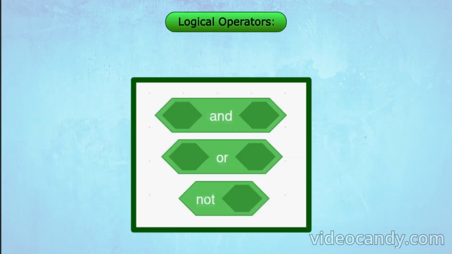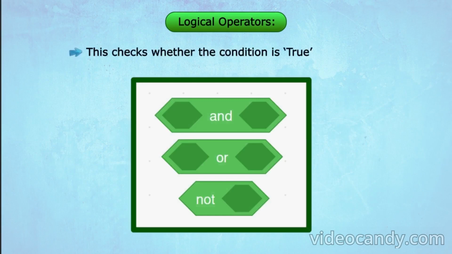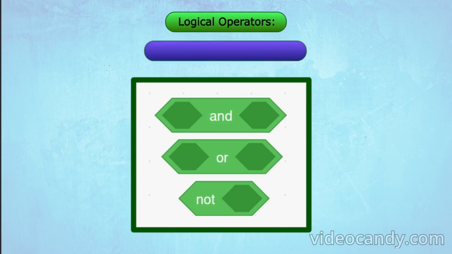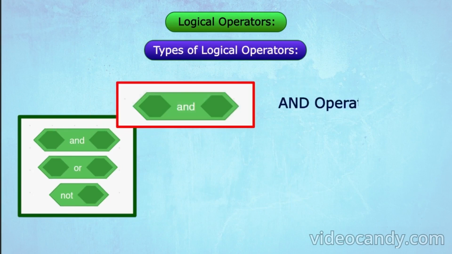Logical operators. This checks whether the condition is true or false. Types of logical operators. AND. On joining two Boolean blocks, the result will return true only when both the blocks are true, else the result will be false.